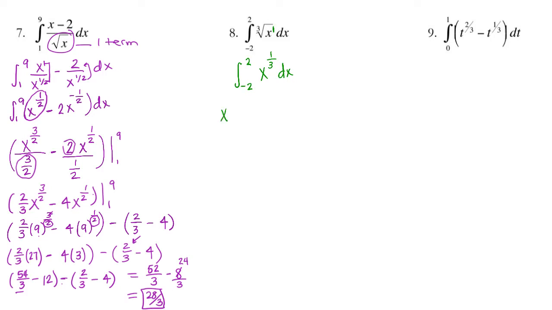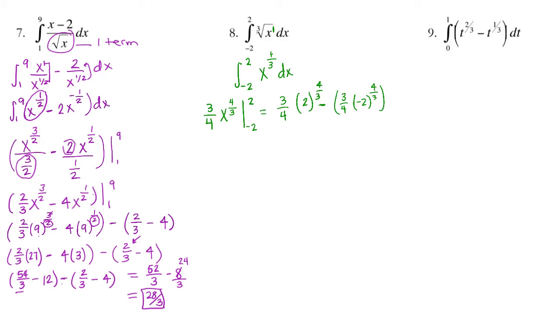So we're going to add 1. So 1 plus 3 is 4. So I have 4/3. And if I divide by 4/3, I'm really multiplying by 3/4. And I'm integrating from negative 2 to 2. So let's see what we have here. We're going to have 3/4 times, and we have here positive 2 raised to the 4/3. And then we're going to have minus, and then we're going to have the same thing, but we're going to have 3/4 times negative 2 raised to the 4/3.